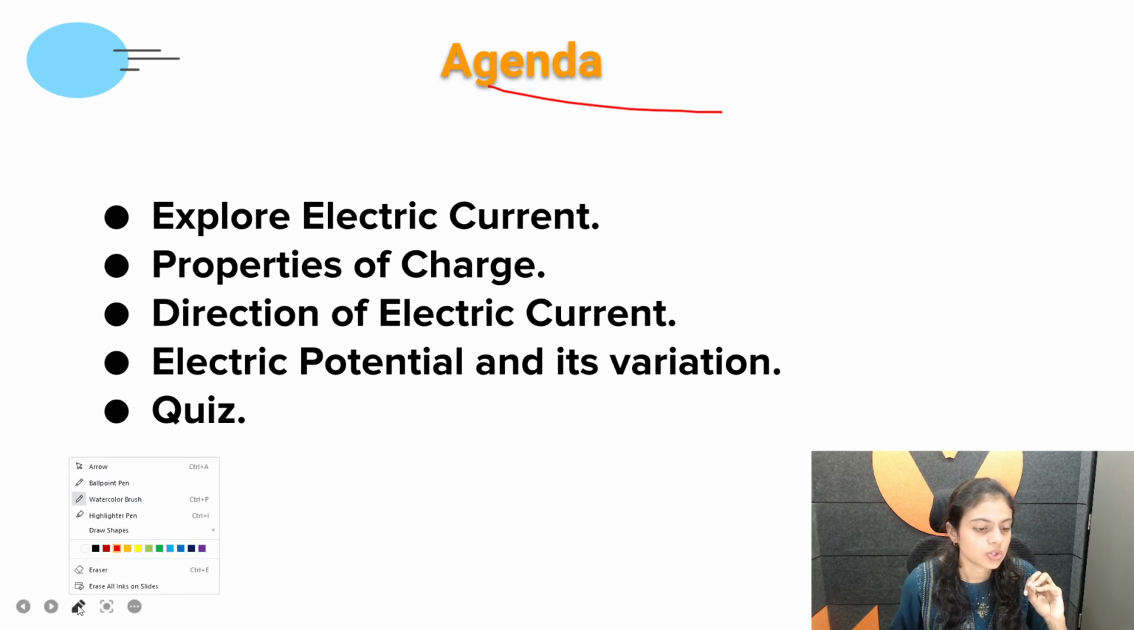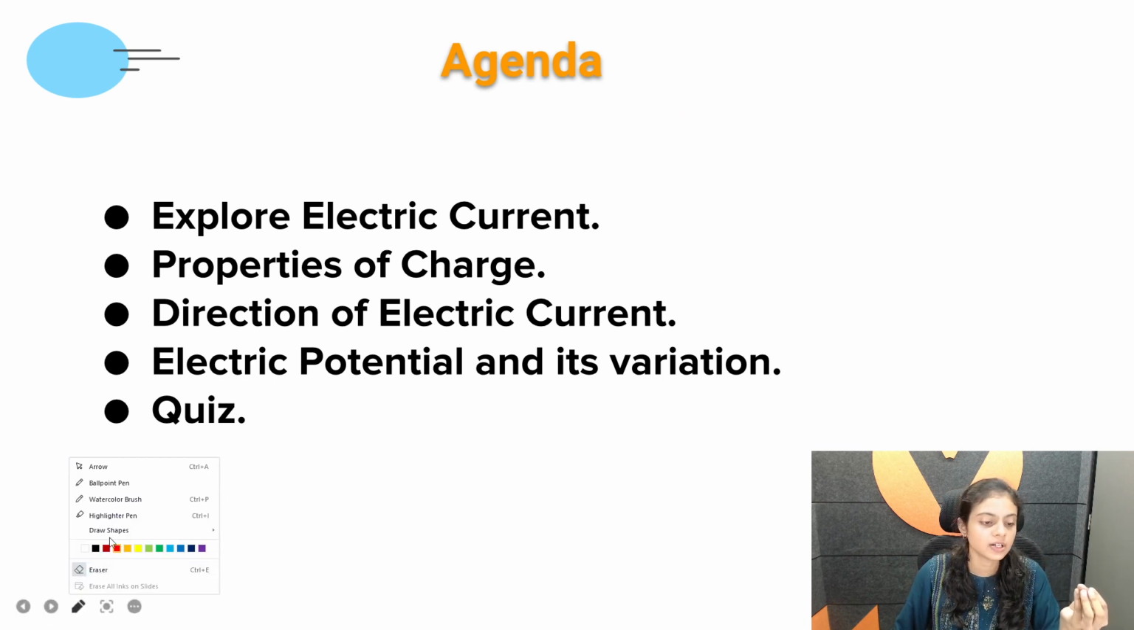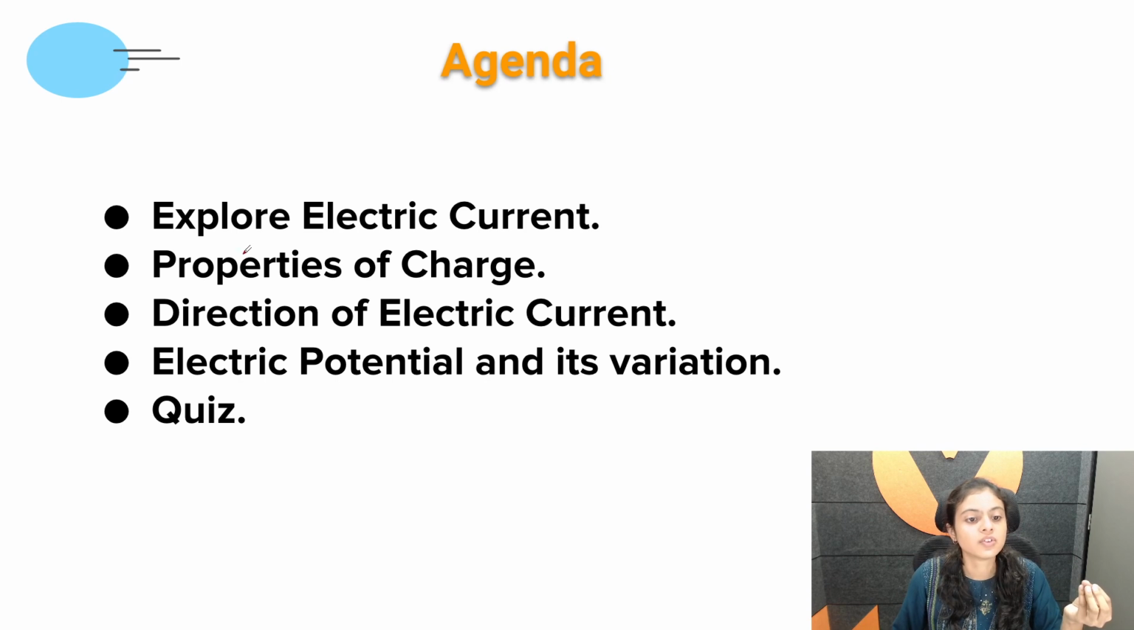So, what is today's agenda? Agenda means I'm taking you through the session, what is going to happen in today's session. We will explore electric current first, then we will go to the properties of charges. There are two types of charges. We will go into depth. Then the direction of electric current.